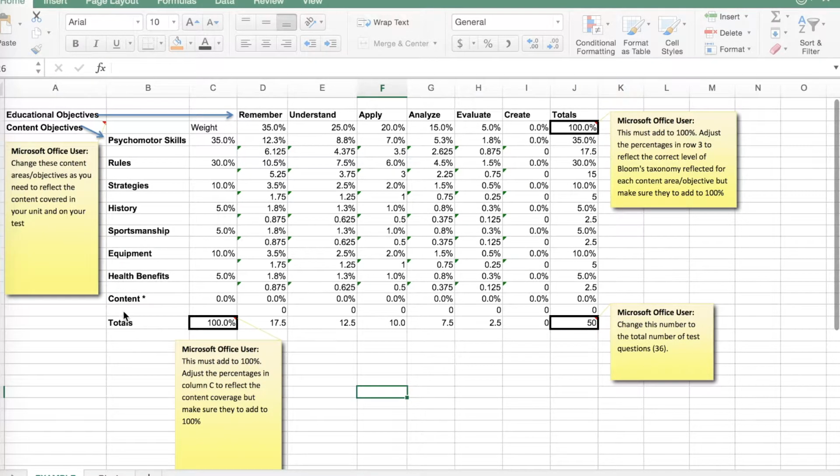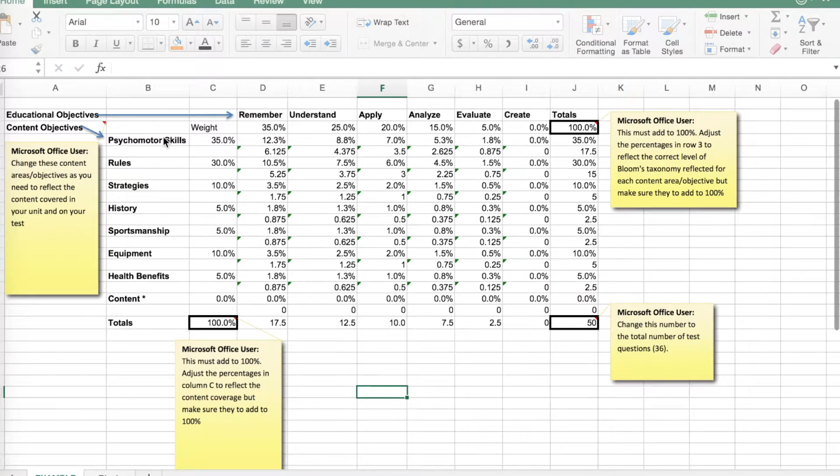And then what we have here is what's gone on in our unit or our content objectives. So this is the things that were taught during your unit: psychomotor skills, rules, strategies, history, sportsmanship, equipment, health benefits, and content. Now, what's in the middle of this is percentages of how much we want for each category.